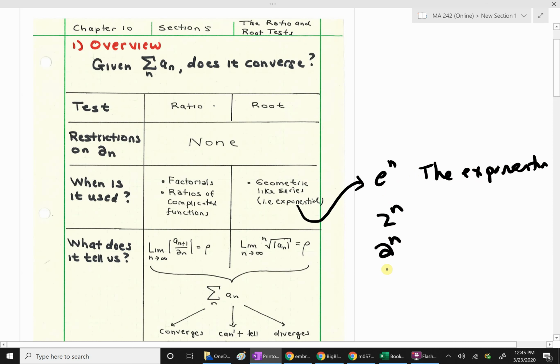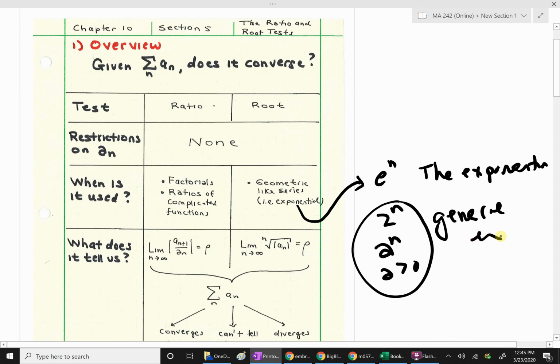So this is a to the n, where a is greater than 0. So this is called the general exponential function. So you kind of want to liberate your mind. Get away from just thinking that e is the only exponential function.